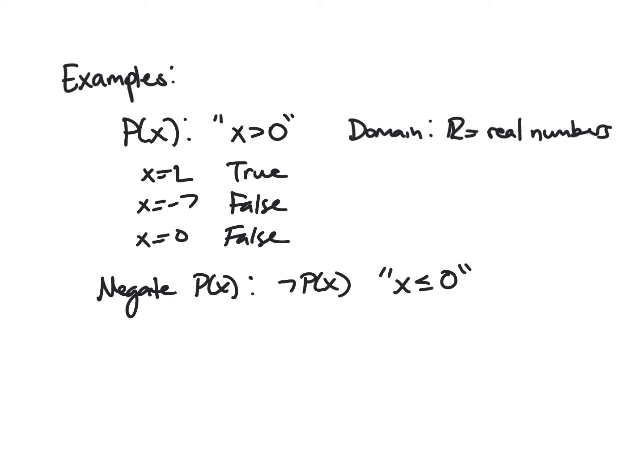And of course, for all of these, we just flip, right? So if x is 2, this becomes false. x is -7, it's true. And 0, it's also true. And so that matches what we would think would happen for a negation.